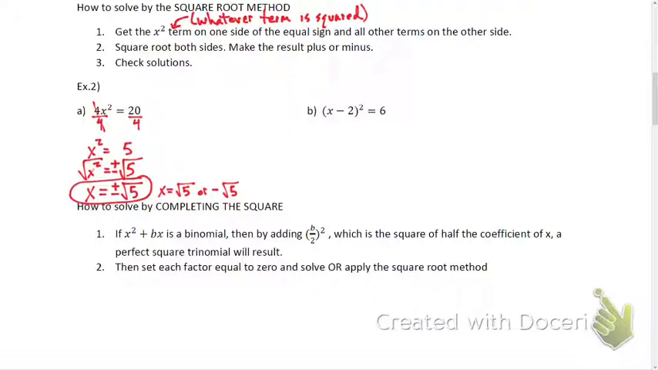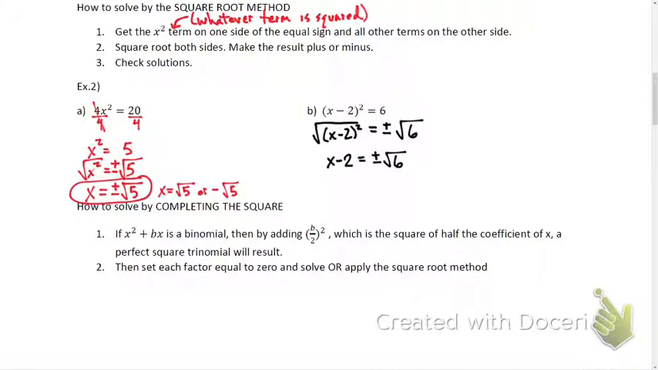All right, let's try another one. On step 1, I need to get the x squared term by itself, or whatever is squared. So step 1 is already done. That term right there that I circled is the squared term. All you have to do at this point is square root both sides. You need to put a plus or minus in front. And the nice thing is when you square root a square, you get just the inside left over.